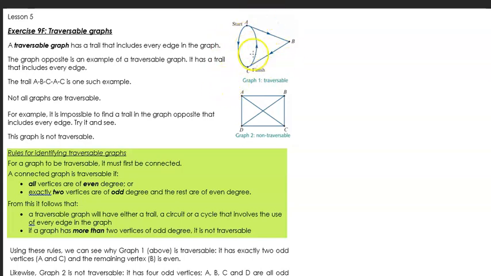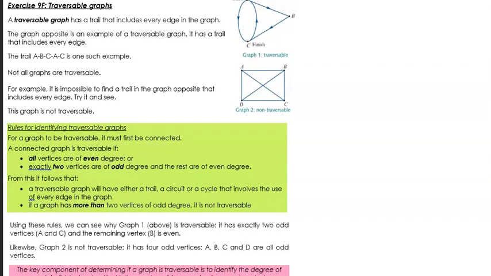Now, not all graphs are traversable. This one here is traversable because we've got this trail route here, but in the other graph it is impossible to find a trail that includes every edge without going over one again. You can keep trying to see if that's the case. You can consider it one of those brain teasers where you try to go over every single edge, but you're always going to miss out on at least one. Obviously you can't repeat an edge again.